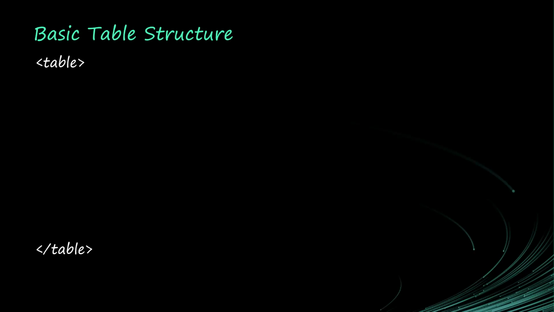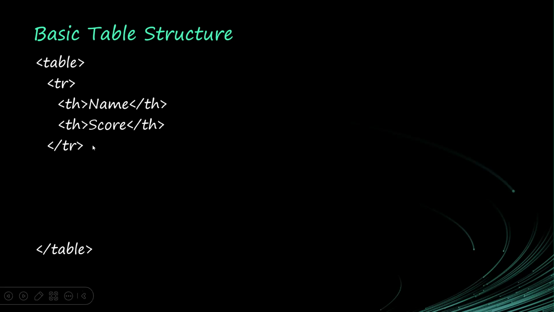All right. So now this is the basic structure of a table. The table structure starts with the table element, the opening tag and the closing tag. Then the next thing you have is the table row. This table row is like the row. Now, inside the first row, you should have your table headers.